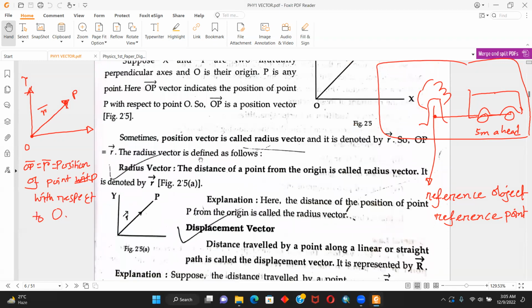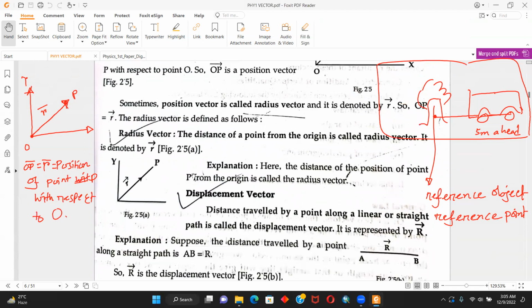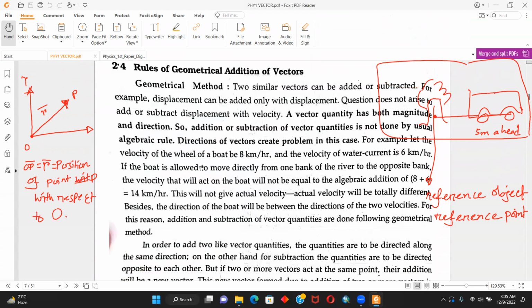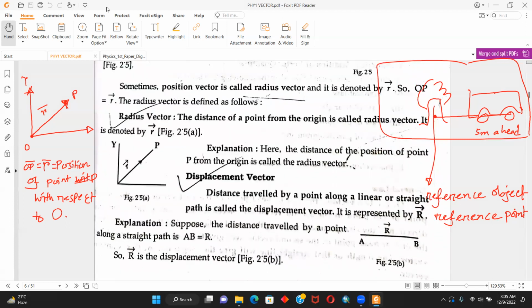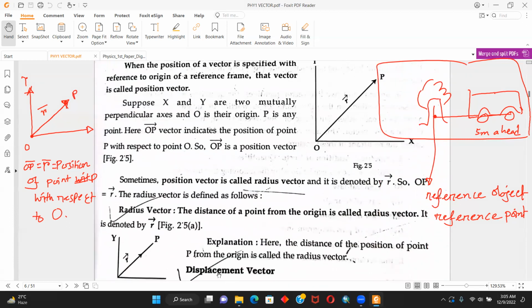Now, what is the use of this position vector? We are going to discover it while we understand our displacement vectors. Let me show it to you, then you will understand. Are you clear with these two things, position vector and radius vector? Yes. Okay, good.